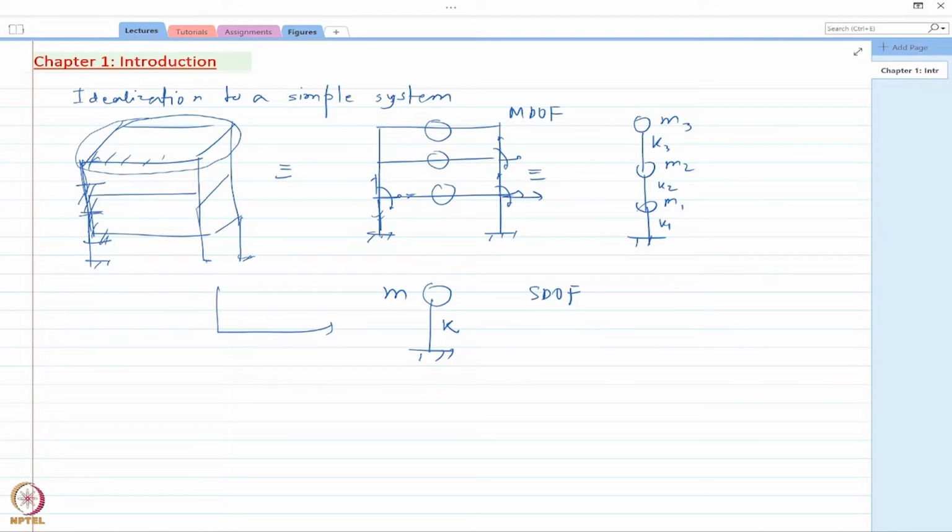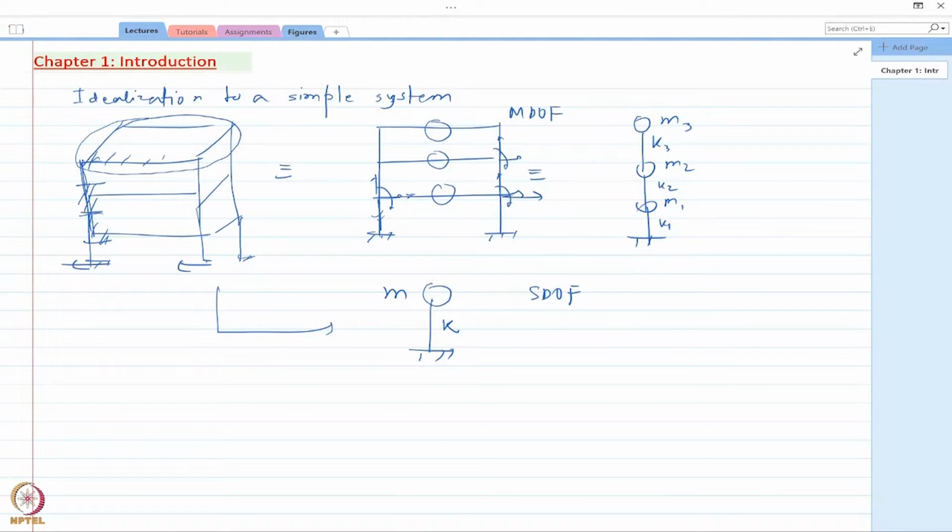Well, it depends what the goal of your analysis is. For example, if it's a rigid building and you need to find out just the base shear, then perhaps this might work out to be reasonably okay. But in many cases, this might not be an appropriate representation.